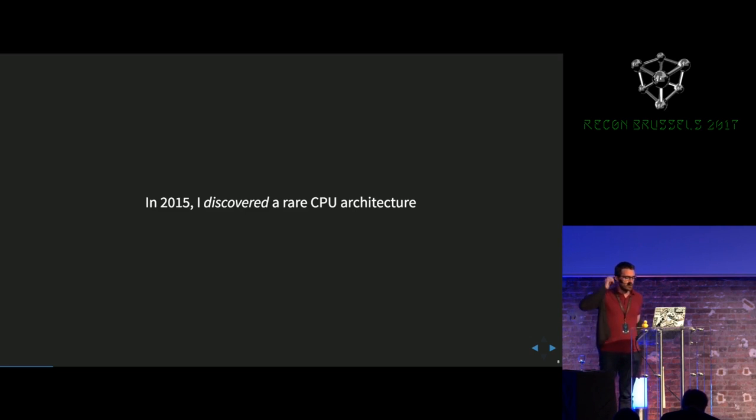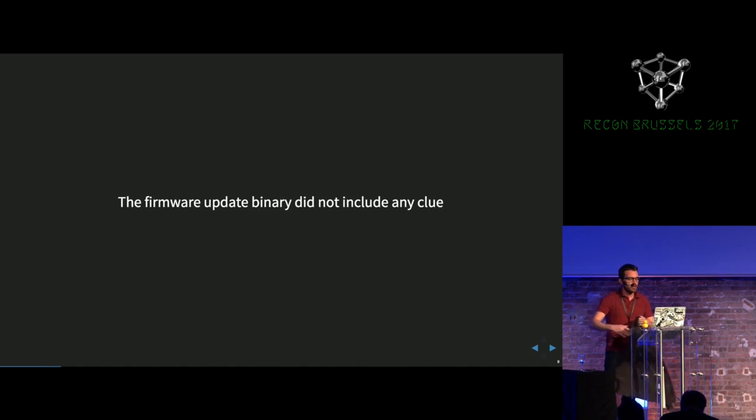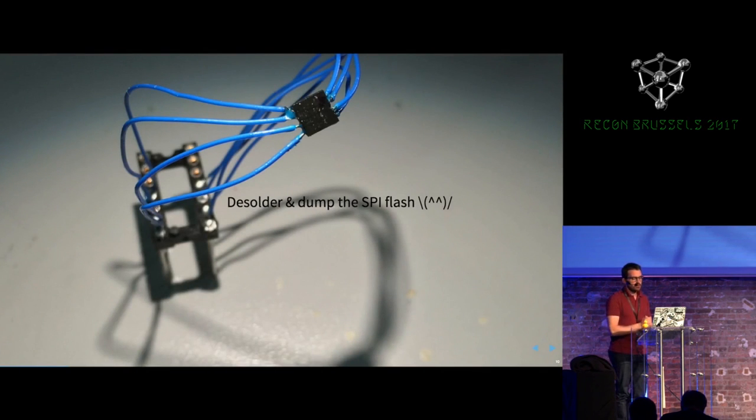So I started to play with the firmware update, the update binary, and I played with binwalk, strings and these tools, and none of them managed to find the architecture. So a friend of mine helped me to desolder the SPI flash and dump it. So at the end, we got a bigger binary. We tried binwalk and strings and other tools again, and we didn't find anything.